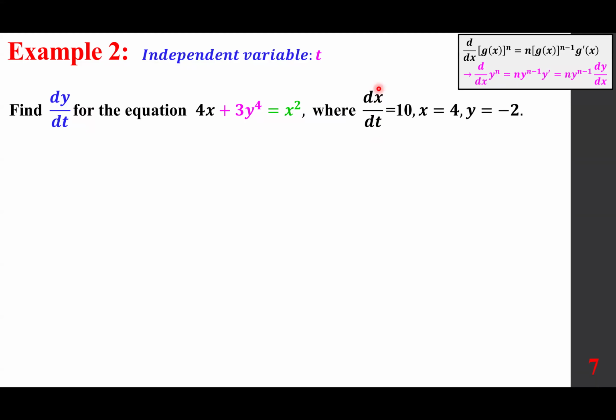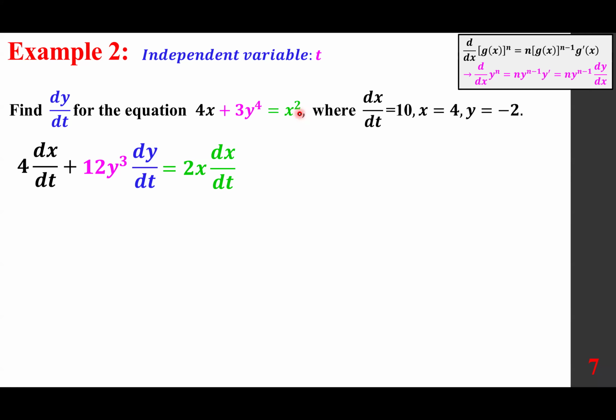So let's differentiate. 4x, 4 dx/dt. 3y to the power of 4, remember: y to the power of n, if you want to differentiate, you get n y to the power of n minus 1 times y prime, or n y to the power of n minus 1 dy/dx, in this case, dy/dt. So 3 times 4, 12y cubed dy/dt. x squared, 2x dx/dt.